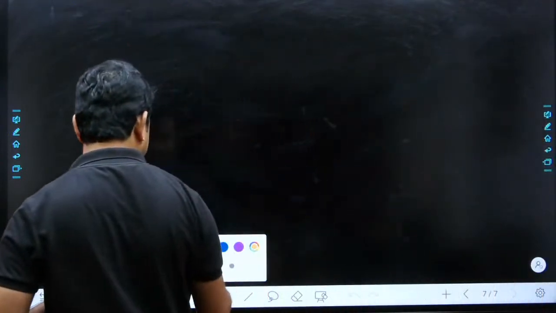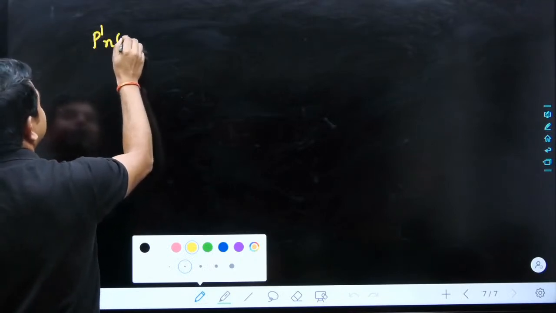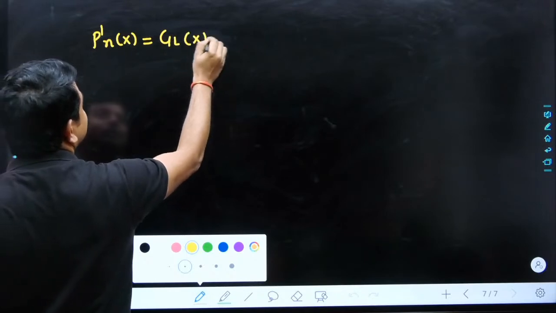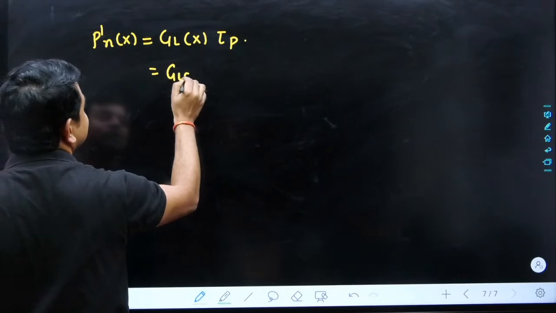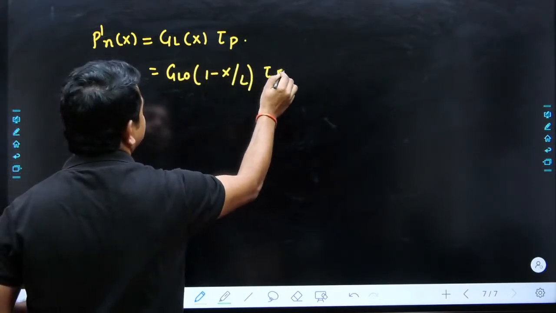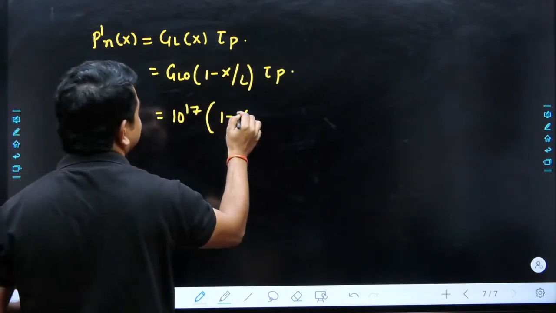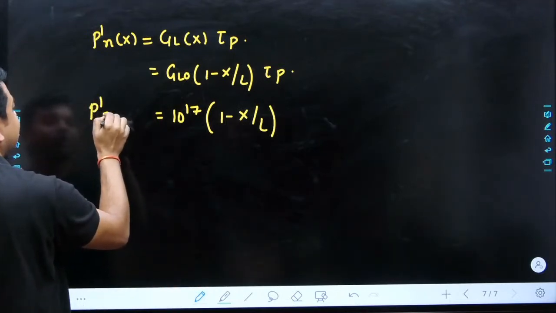So I must take another particular, because we are going to find out p'n(x). This is given by G_L at any distance x into tau_p, and we know what G_L is at any distance: G_L0 (1 - x/L) into tau_p, which will be given by 10^17 into (1 - x/L). And this is nothing but p'n(x).